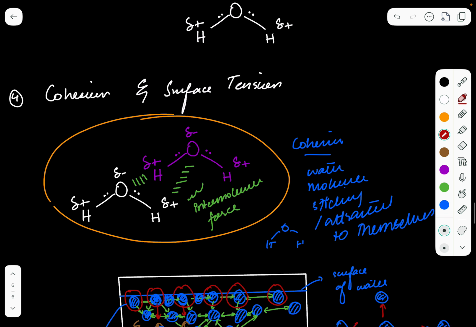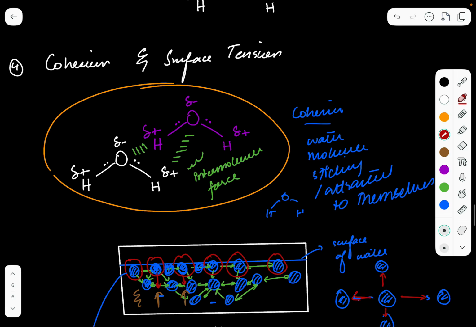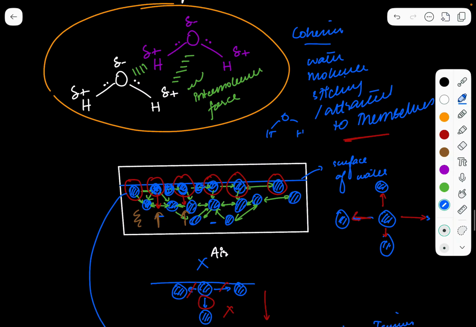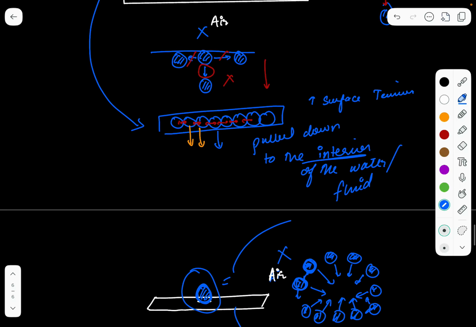This, ladies and gentlemen, is cohesion. The ability of water molecules to stick to one another. And that's possible because of these partial negative, partial positive charges that we discussed previously. But now we're talking about another byproduct of these intermolecular forces, which is the surface tension and cohesion.